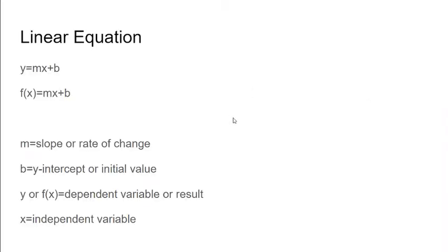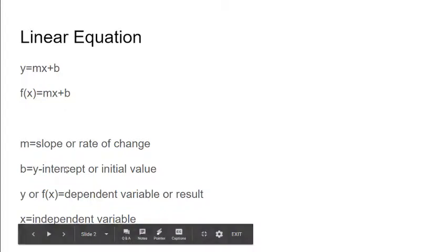Alright, so the general formula for a linear equation is y equals mx plus b, or if we were talking about a function, we'd have f of x is equal to mx plus b. Either way, the important thing is that you understand what these variables mean. The m is going to be an actual number. It should be replaced by an actual number, and that's going to represent the slope or rate of change. And it's important to remember that linear equations have a constant rate of change. And that's what the m does, keep the rate of change constant for linear equations.